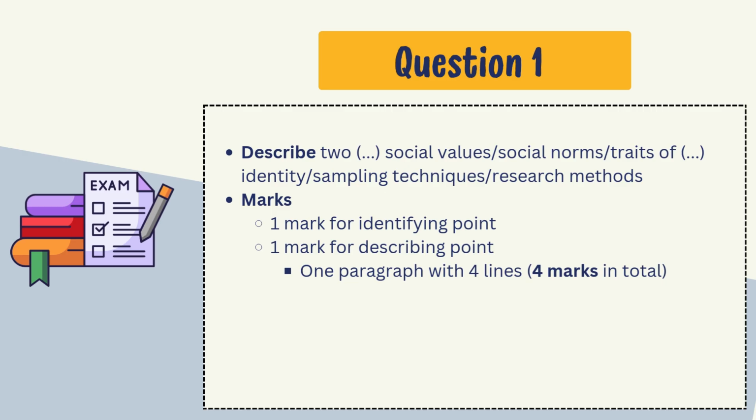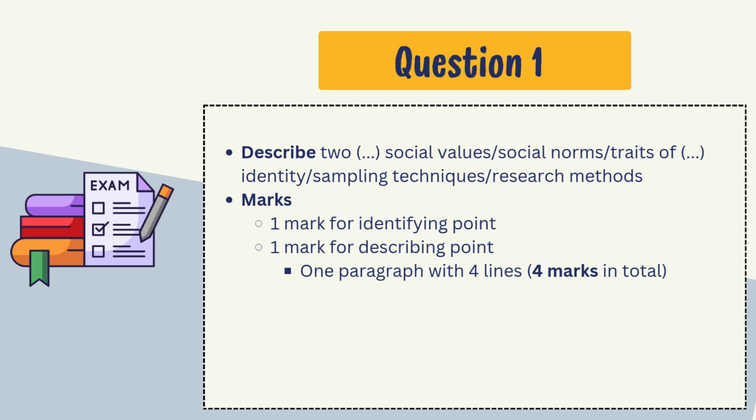So moving on to question 1. Question 1 will always be "describe two", and then you'd have either social values, social norms, traits of, a type of identity like gender identity, age identity, social class identity, etc., sampling techniques or research methods, and then something in sociology. Of course, these are just a couple of the most common ones that come up, but you could have anything else, like exams change every year. These are just some patterns that I've noticed that they could possibly ask.